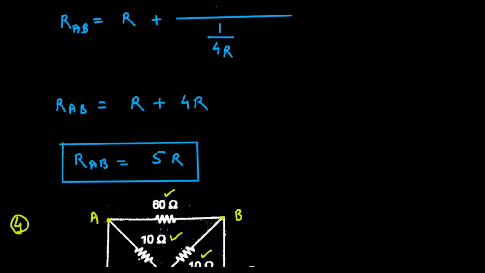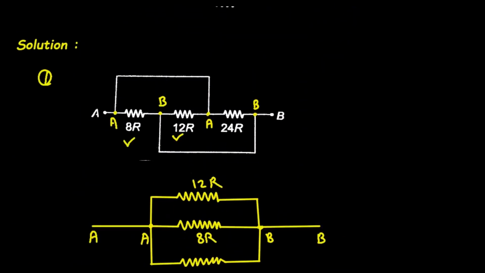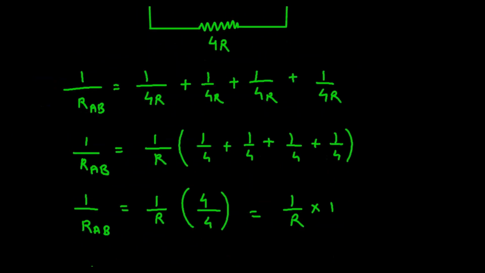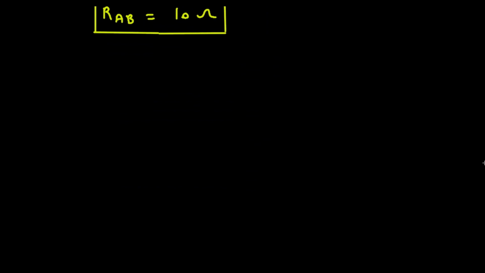Now similarly, next problem we will see. So next is problem number 5. First of all, what we can do, we can copy this circuit from here. So let's copy it simply. Now we will take different color for solving this problem. Let's say we will take white color. So this is problem number 5.